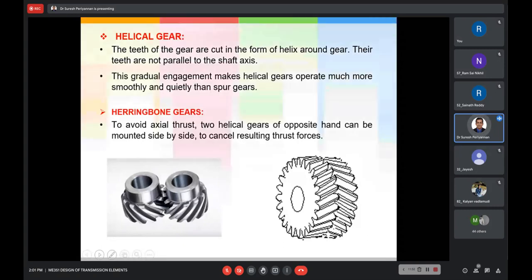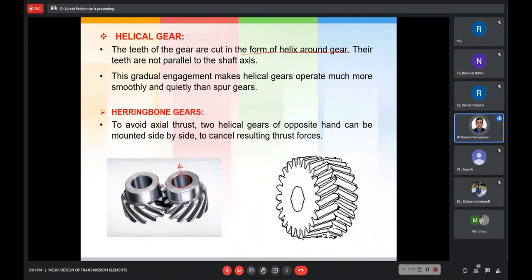Now, helical gear, now I come to the helical gear, pair of helical gears. In a pair of helical gears, the teeth of the gears are cut at an angle, some angle. That's what, the teeth of the gears are cut in the form of a helix angle around the gears. Their teeth are not parallel to the axis of the shaft.